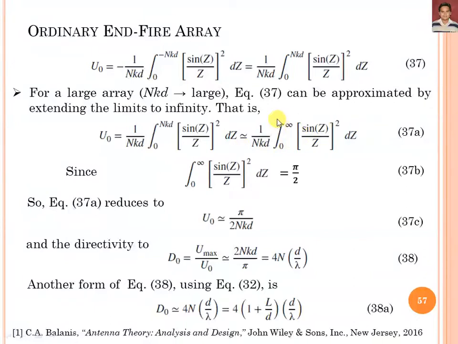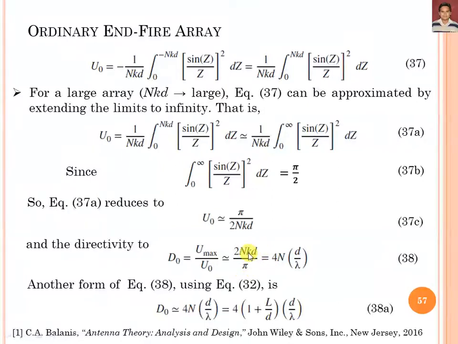And this is the identity we have discussed in trigonometry: the integral from 0 to infinity of (sin z/z) squared dz equals π/2. If the limit varies from minus infinity to infinity, then it becomes equal to π. So by putting this value in equation 37a, we can reduce U0 equal to π upon 2kd. So the directivity is calculated as Umax upon U0, which is equal to 2Nkd upon π.